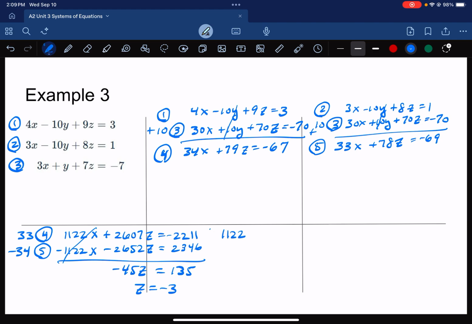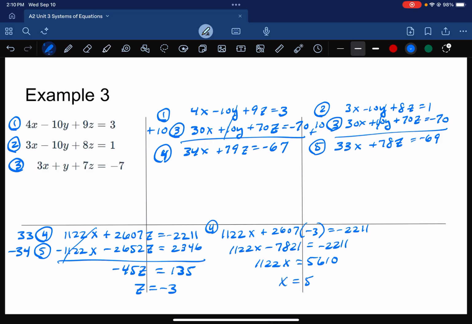Now let's figure out x. I'll take equation 4 here. 1122x plus 2607 times negative 3 equals negative 2211. So this is going to be 1122x minus 7821 equals negative 2211. I'm going to add that to the other side. So if I add 7821 to negative 2211, it's 5610, and I divide by 1122, and x is 5.